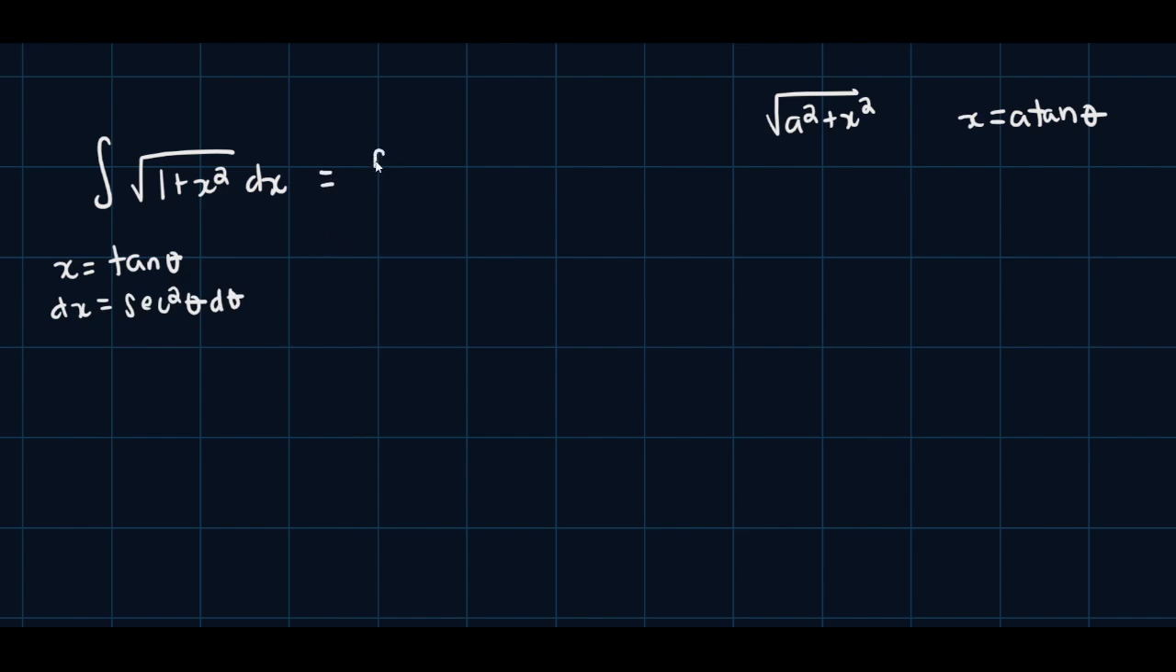So, this can now be written as the square root of 1 plus tangent squared theta. Then, dx is secant squared theta d theta.